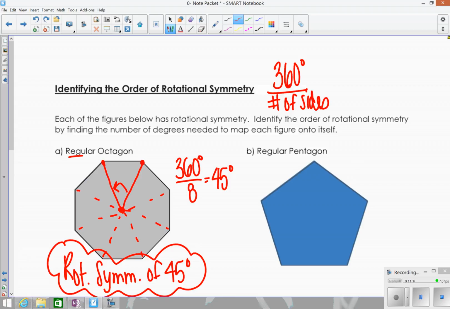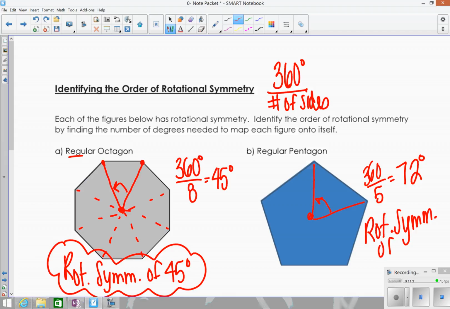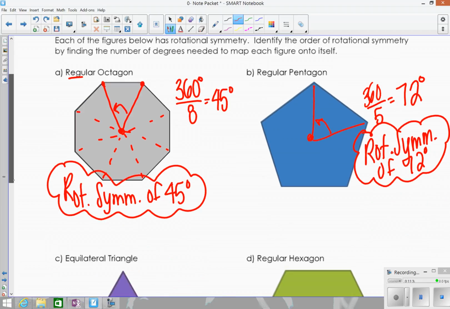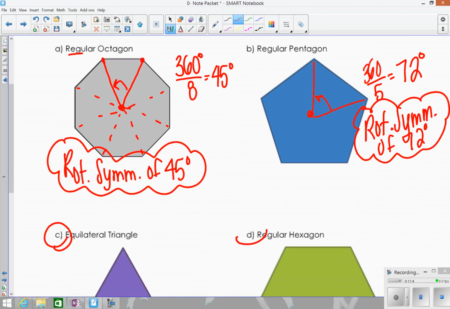So the pentagon has 5 sides, so the angle that you're rotating it is this angle right here. There's 5 of those, so 360 divided by 5. So you get 72. So it has rotational symmetry of 72. So why don't you guys go ahead and finish up those last two. So it's the same thing. It's just 360 divided by however many sides there are. So go ahead and finish those up.